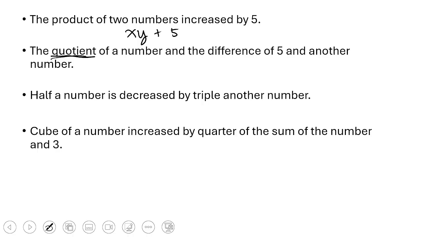So quotient would mean that we are dividing something. So what are we dividing? What we are dividing is a number, and so this is where the division would come in. So we have a number divided by the difference of 5 and another number. So we have the first number, x, divided by the difference of 5 and another number. So we take the whole difference of 5 and another number.